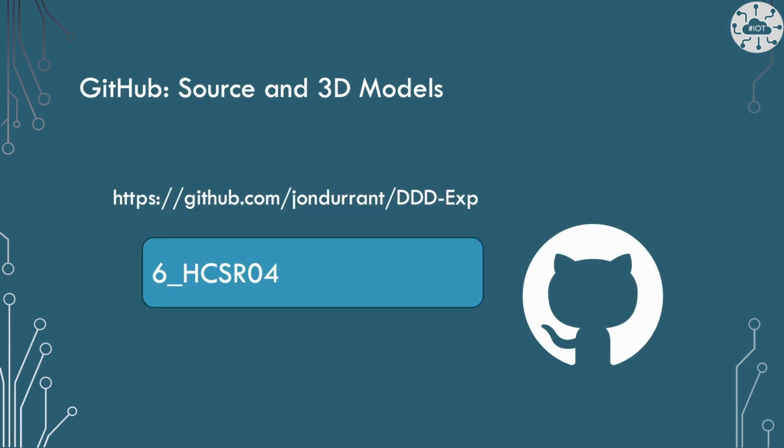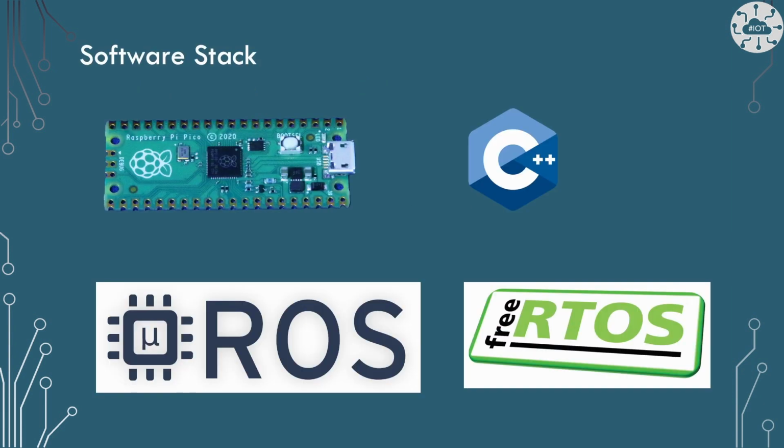All the code today is in the DDD EXP repo. That repo's got lots of different projects and developments as I'm working on DDD. The one I'm going to talk through today is the HC-SR04 project. Our stack is of course going to be based on the Pico and Pico's SDK in C++. I'm going to use micro-ROS libraries in order to make the connections into the ROS2 world and publish that message, and we're going to use FreeRTOS in order to manage tasks.